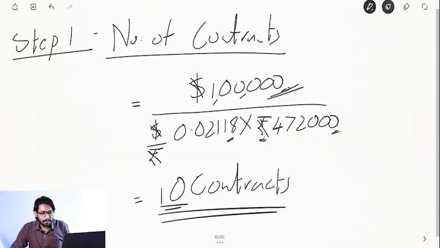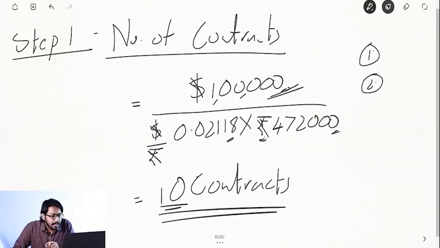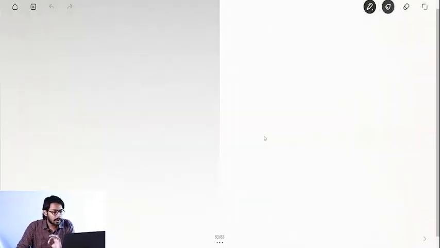Point number 1, make sure that the symbols get cancelled out. The final answer should not have any symbol. Point number 2, you can understand in a different way. The amount to be hedged is in dollars. Your contract size is given in rupees. So now you cannot divide that directly. So basically you are using this to convert dollar to rupee. Or in other words, suppose in this question, suppose they had given, okay, write a note.